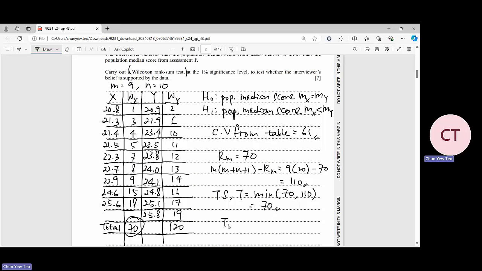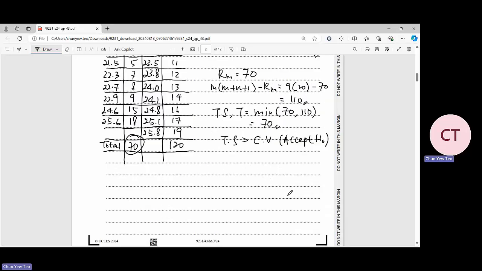If you compare the test statistic with the critical value, you can see that the test statistic is actually greater than the critical value. This is a Wilcoxon test, and the result is the opposite of the usual hypothesis tests that we have been doing. So in this case, we accept H0.